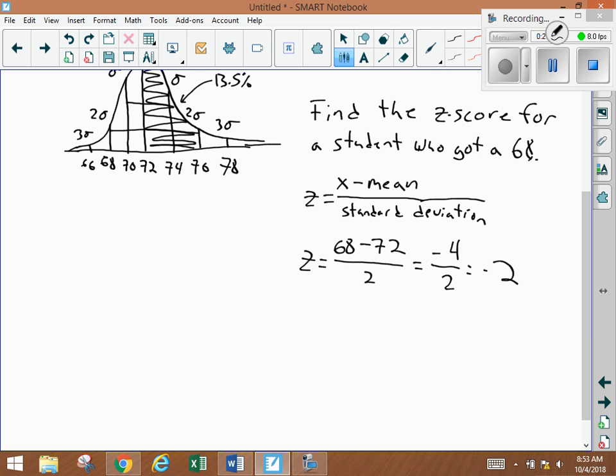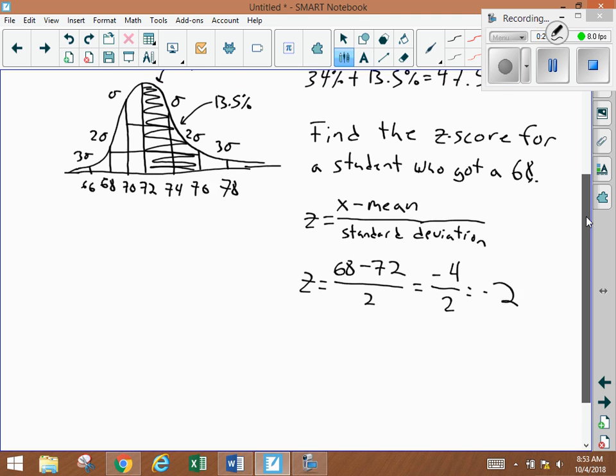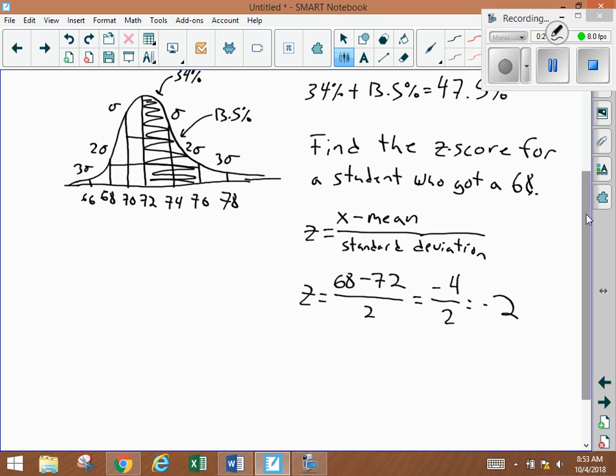And how do we interpret that in terms of a standard distribution? This means that if you got a score of a 68 on this test, your score was 2 standard deviations below the mean. And doesn't that make sense if we look at our picture here? Right there. 68 was 2 standard deviations below the mean.